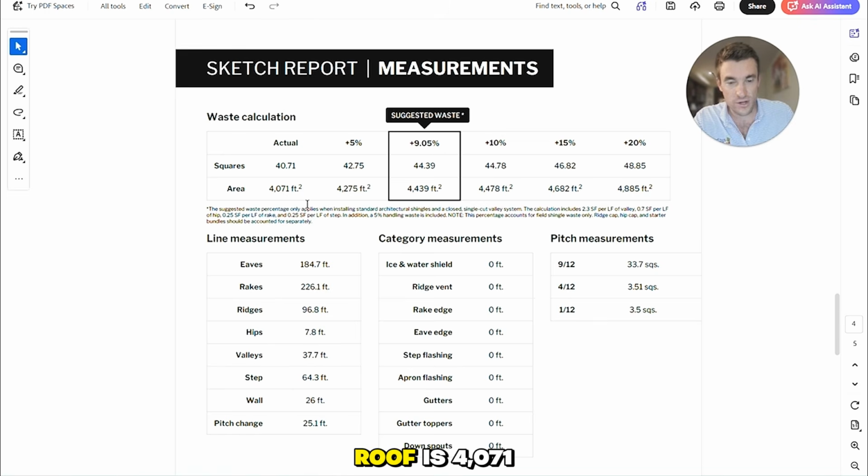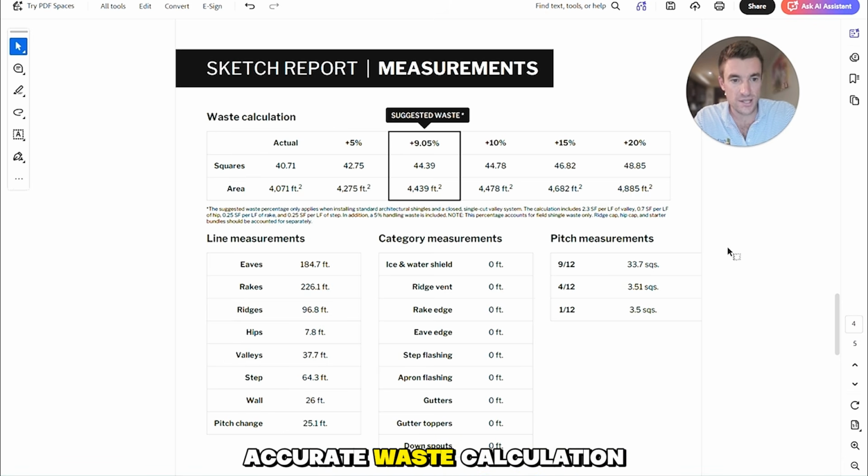So this current roof is 4,071 square feet, or in contractor terms, 40.71 squares, and we have to calculate the total cost to remove the old roof. And then if you look over here, this is suggested waste. Now, waste is how much additional roof do we have to put on from the old roof that we took off. Now, the industry standard is 10% usually. It depends on the complexities and the steepness of the roof. For this specific roof, I got on top, took some measurements, and determined 10% would be an accurate waste calculation.